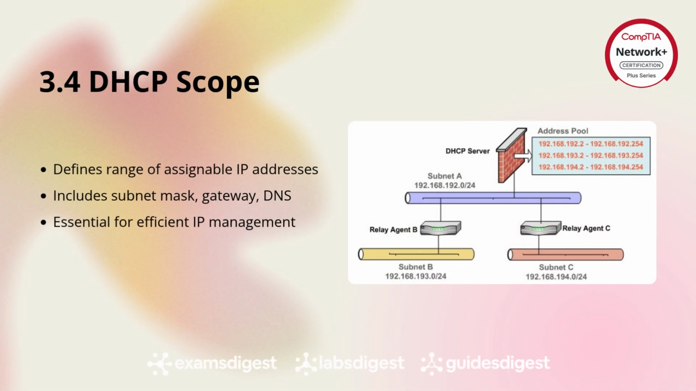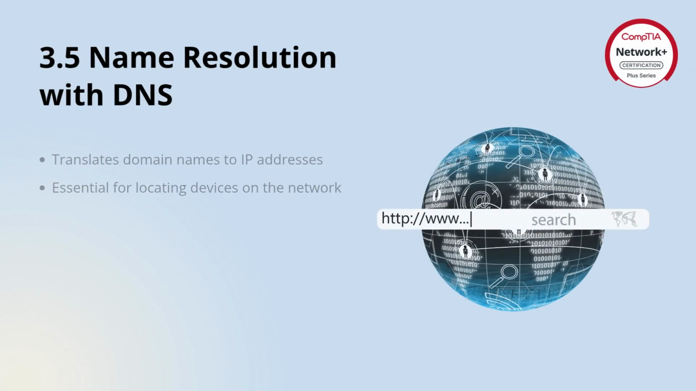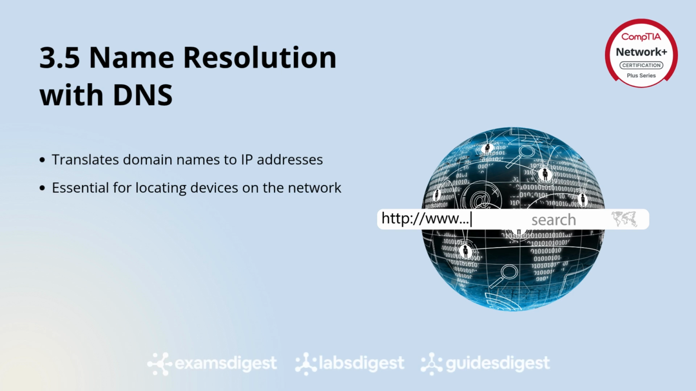Another important concept is the scope. A DHCP scope defines the range of IP addresses that the DHCP server can assign to clients. It includes not just the pool of available IP addresses, but also the subnet mask, default gateway, and DNS server information. Moving on to name resolution, which is primarily handled by DNS, or Domain Name System.